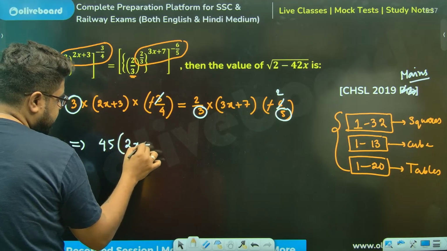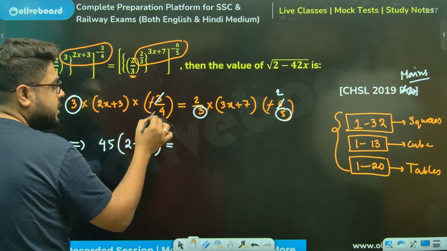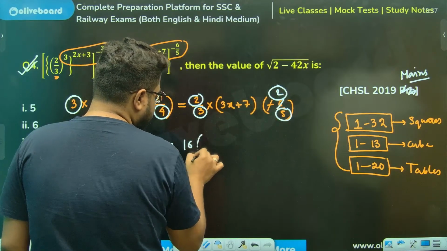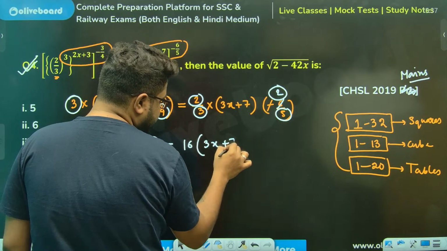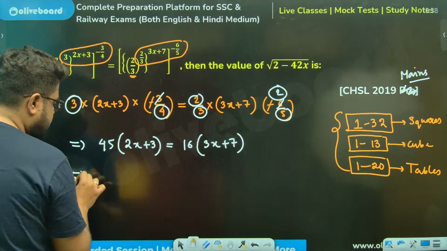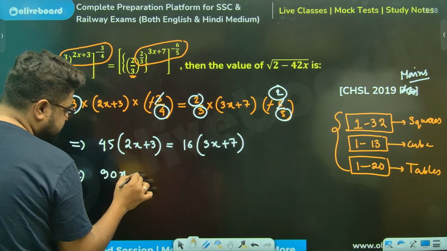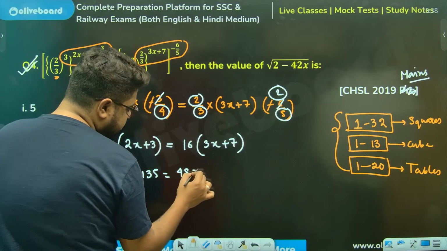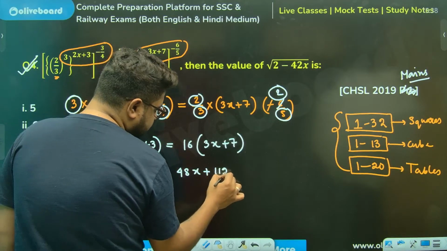2x plus 3. I'm not doing step jumps. 4 into 2 into 2, that means 16, sir. 3x plus 7. Calculate, sir. So 90x plus 135. Sir, 48x plus 112.